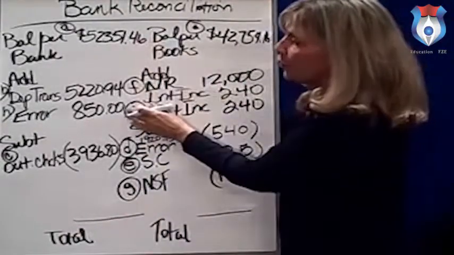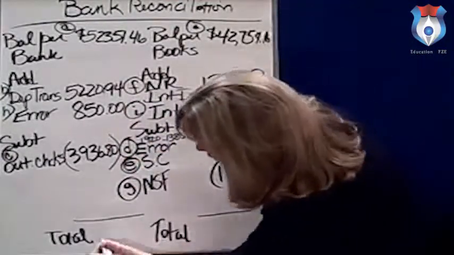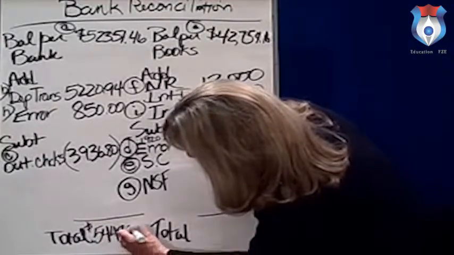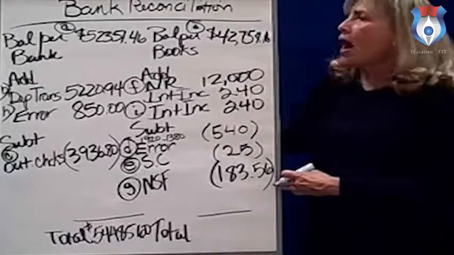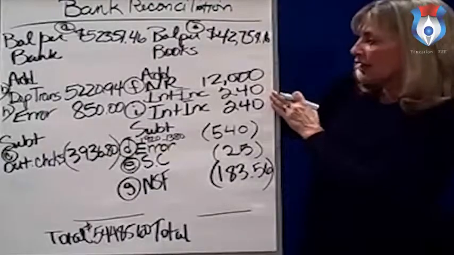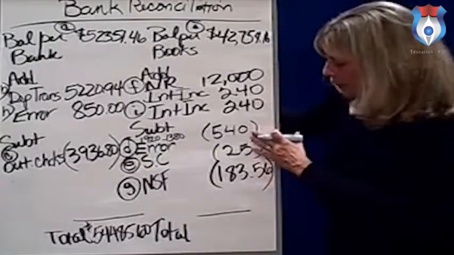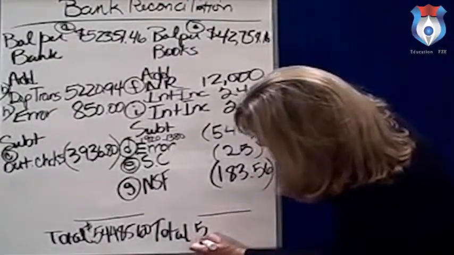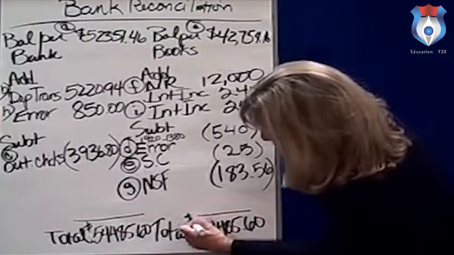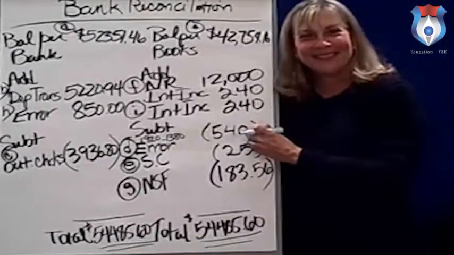So if I take the balance per the bank, add the deposit in transit, the error, subtract the outstanding checks, I get $54,485.60. On the balance per books, if I take our balance, plus we add back the note, the interest income, the interest earned, the error, the service charge, and the NSF, we subtract those out. We again get $54,485.60. So as you can see, our bank reconciliation balances.